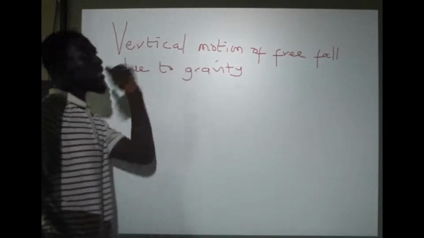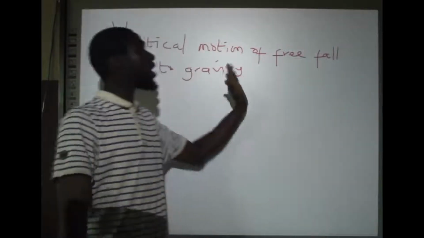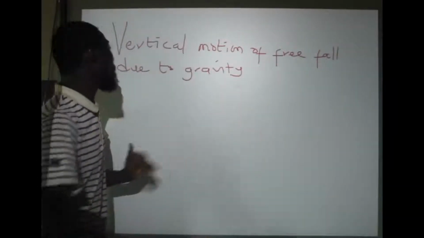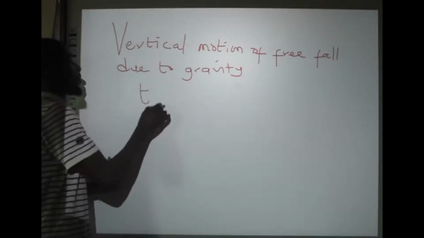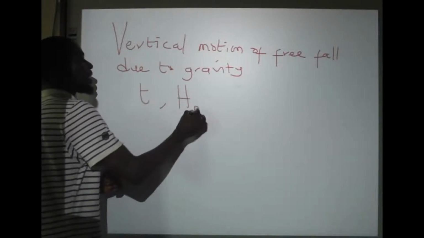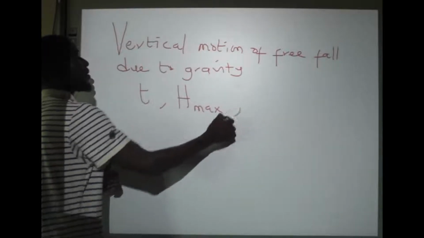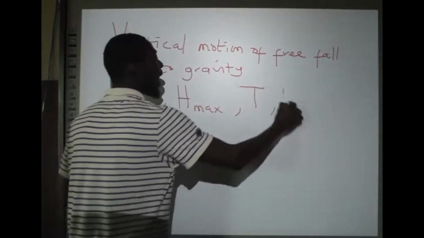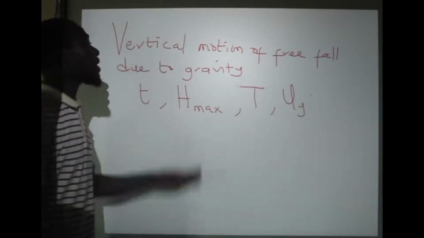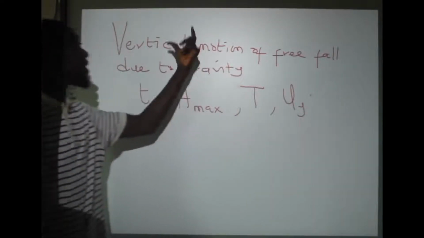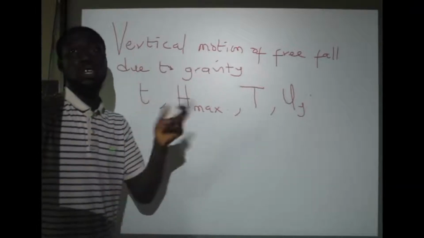So look at now, the vertical motion of free fall due to gravity. When you talk about the vertical motion of free fall due to gravity, it contains the parameters: the time taken to reach the maximum height, the maximum height attained, the time of flight, and the vertical velocity. So those are the terms that the vertical motion of free fall due to gravity contains.